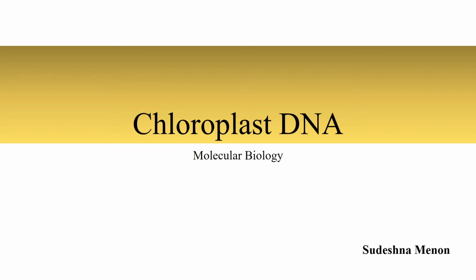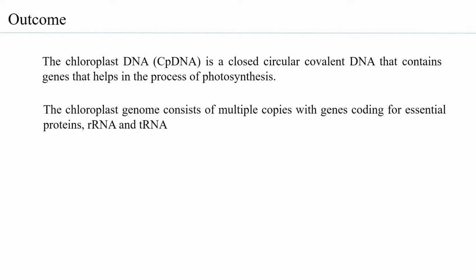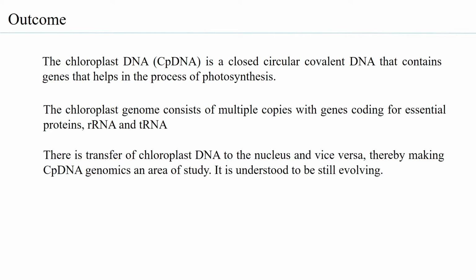So let us look at the outcomes of this session. The chloroplast DNA is a closed circular covalent DNA, mostly. Now there are a lot of evidences suggesting that it need not be a closed circular covalent DNA. It contains genes that help in the process of photosynthesis. The chloroplast genome consists of multiple copies with genes coding for essential proteins, rRNA and tRNA. There is transfer of chloroplast DNA to the nucleus and vice versa.